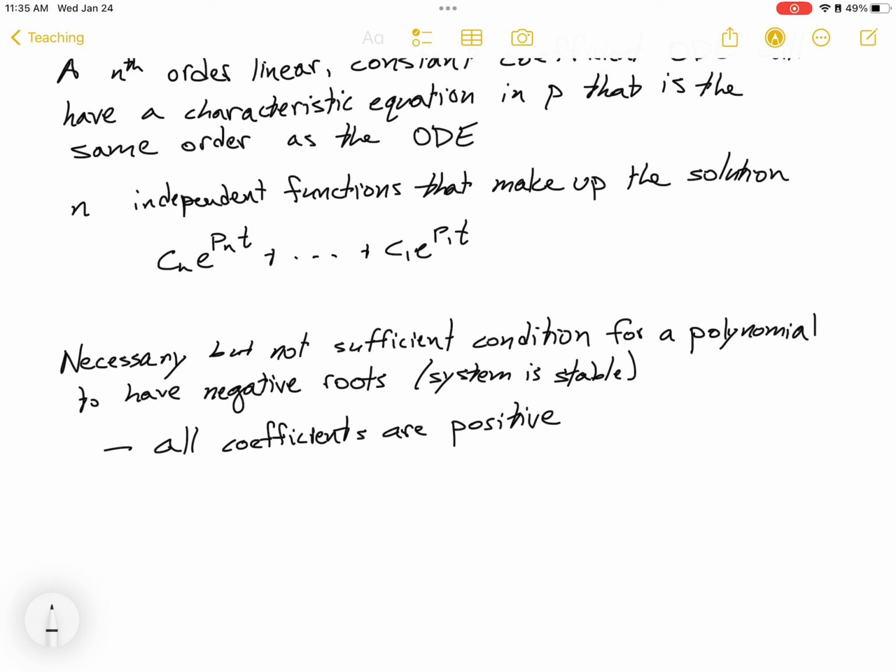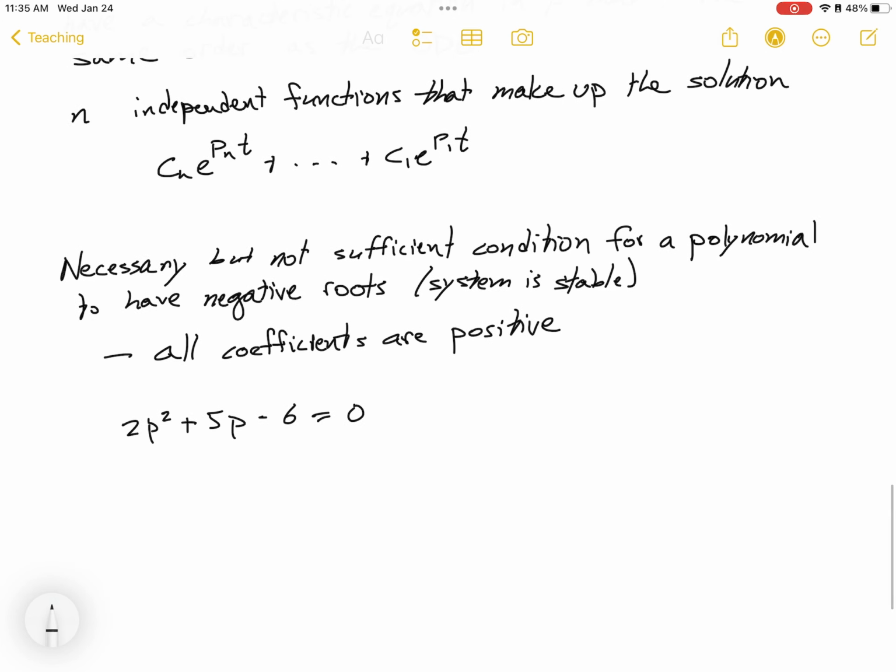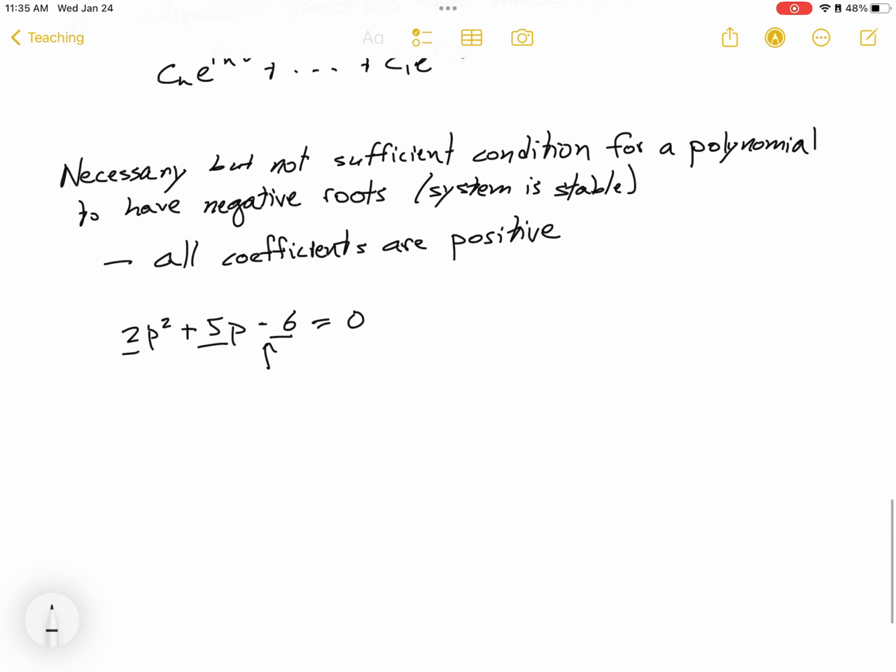So what does this mean? So if you see a polynomial, for example, 2p squared plus 5p minus 6 equals 0, because it's a necessary condition for stability that all of these coefficients are positive, this coefficient of negative 6 here means that this polynomial is going to have at least one positive root and the system is going to be unstable.